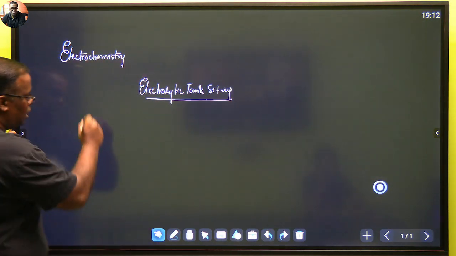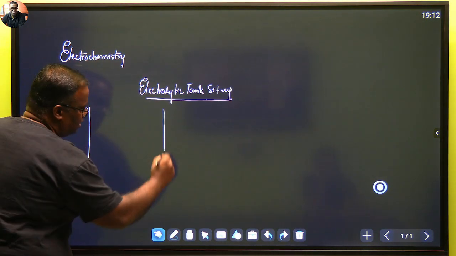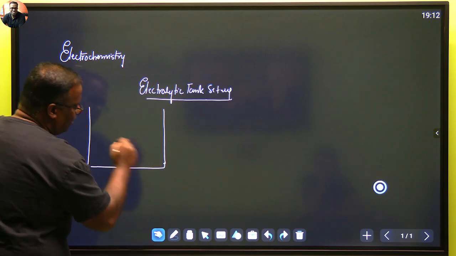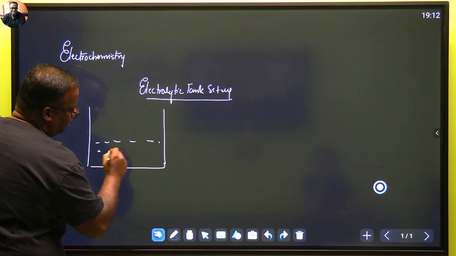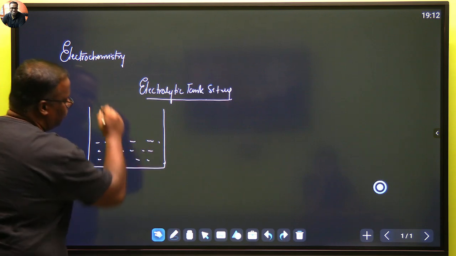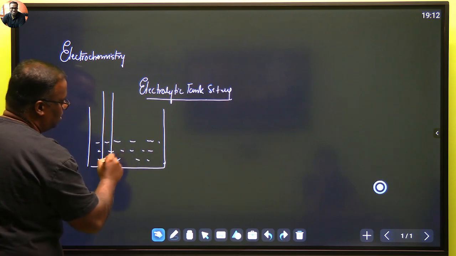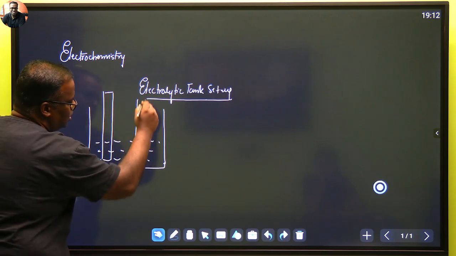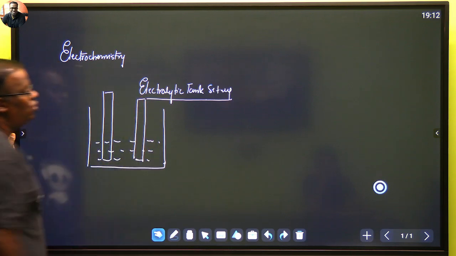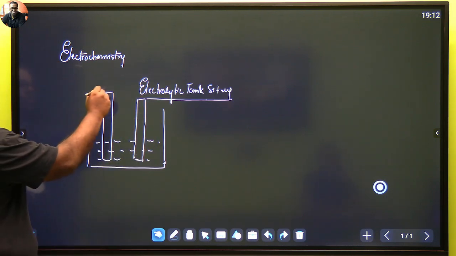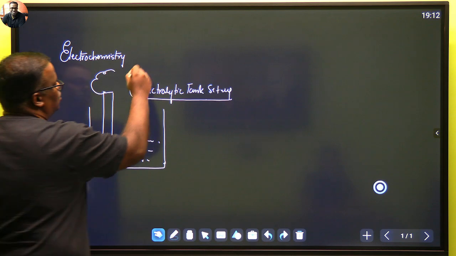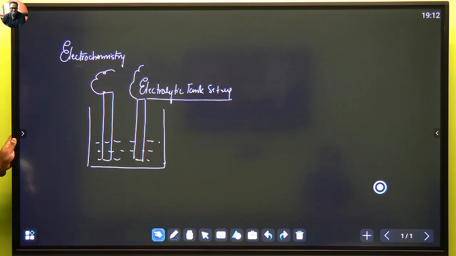Okay, that would be something like this, in which we will have some sort of an electrolyte out here, and in this electrolyte we will have two electrodes being dipped. The whole discussion here is, sir, which one is cathode and which one is anode? These will be actually connected to power sources.